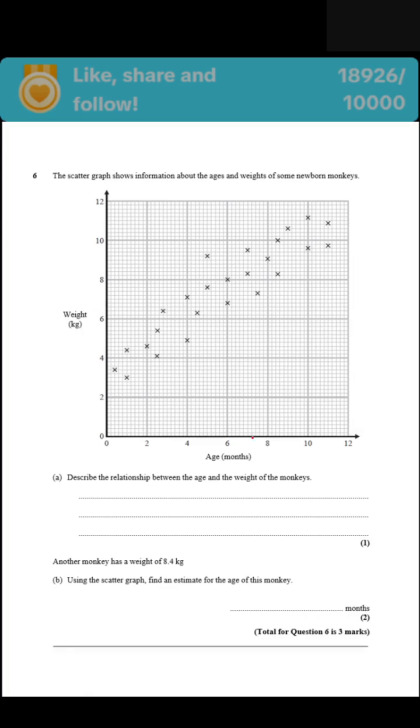So question 6, the scatter graph shows information about the ages and weights of some newborn monkeys. So we've got all this information plotted. It says describe the relationship between the age and the weight of the monkeys. Now, it says relationship. It doesn't say correlation.